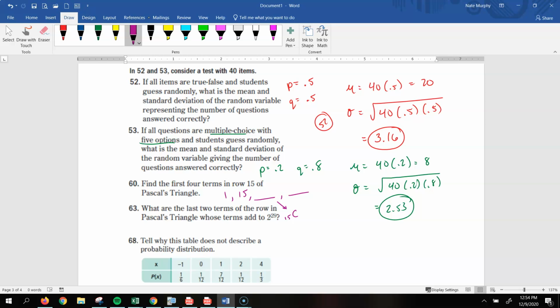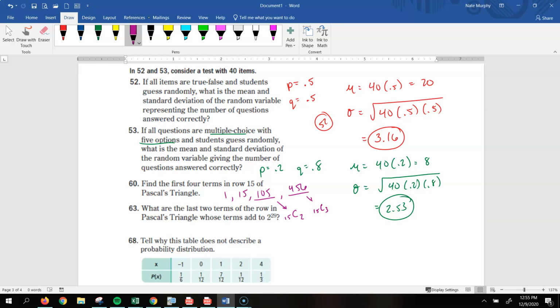Now, remember, the first term would be 15 choose 0. The second term would be 15 choose 1. So the third term would be 15 choose 2. And if you do that on your calculator, you end up getting 105 as your answer. Then to get the fourth term, we're going to do 15 choose 3, which would be 455. That's how you can get the first 4 terms of Pascal's triangle in row 15.